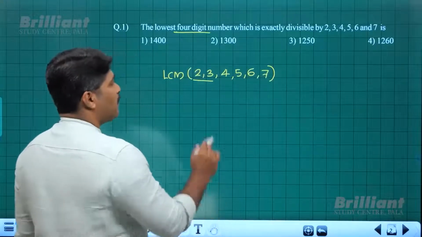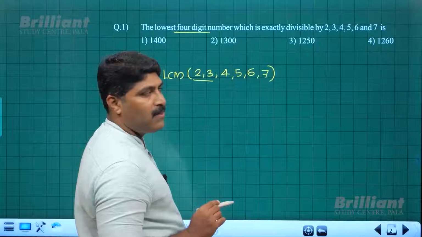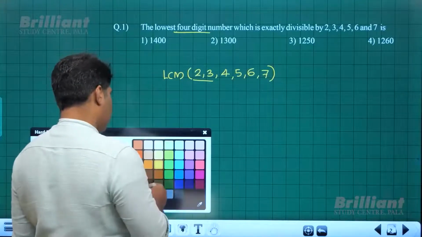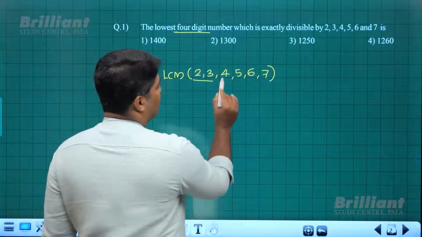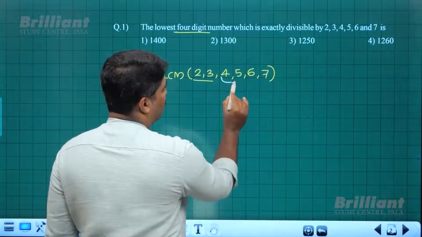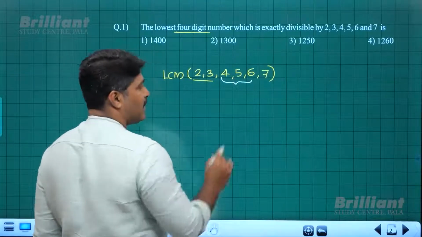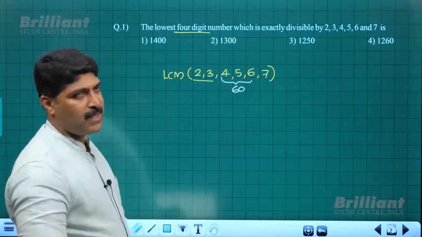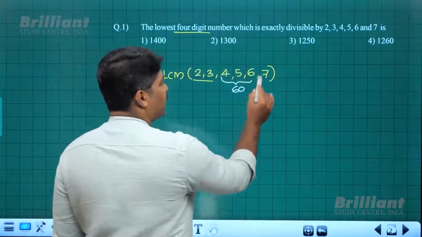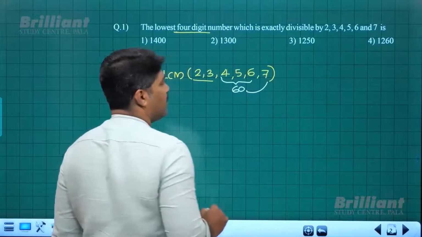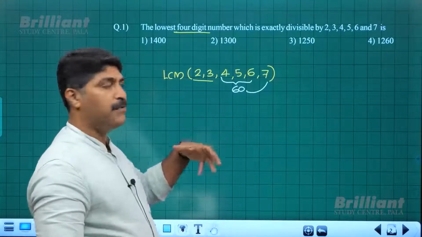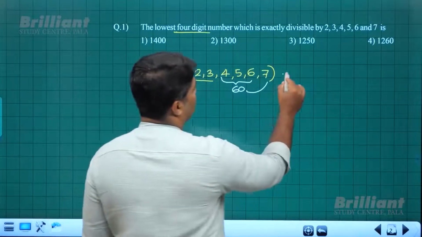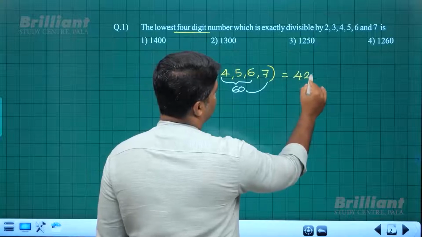What is the easiest way? I will teach you a tricky way to reach the LCM whenever we are considering a similar set of numbers. It's easy to find the LCM of these three numbers 4, 5 and 6. Here the LCM is 60. Then we consider it with the 7. The LCM is the product of those two values, 60 into 7, because the LCM is 420.